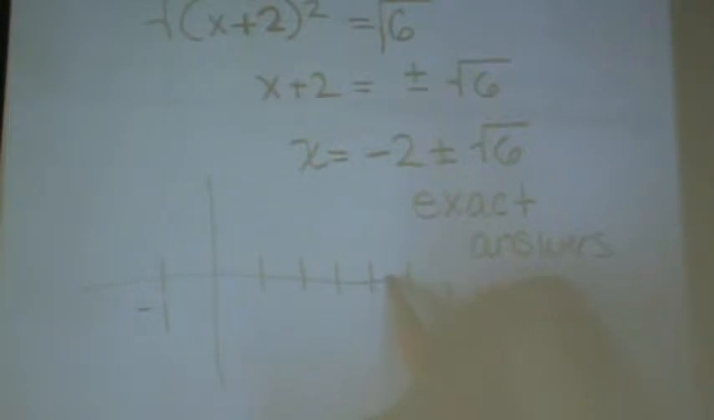So I know here's negative 1, 1, 2, 3, 4, 5. So I know my graph is going to cross here, about here and here. And it's going up, oh no, I'm sorry, it's going down, because it's going to do something like this.